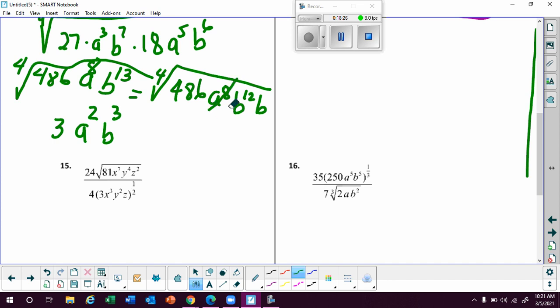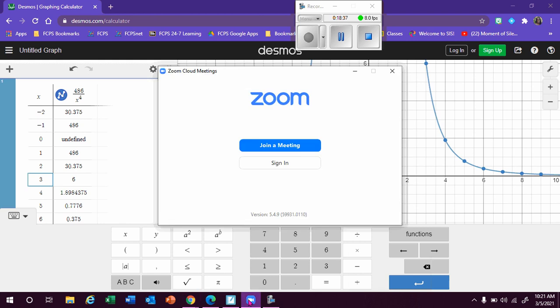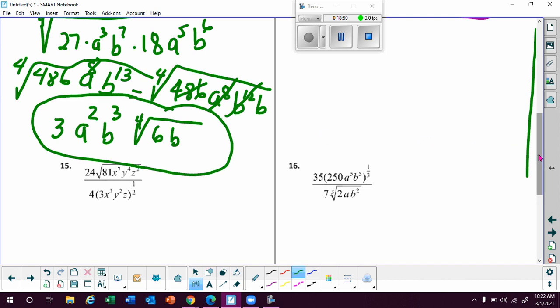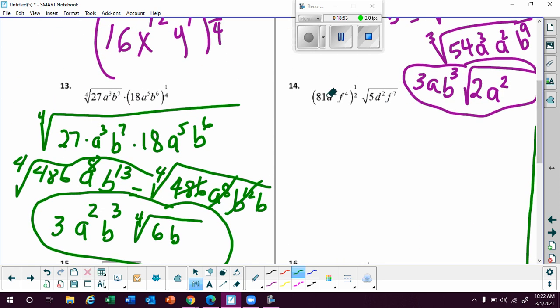So this came out, this came out, this came out, but what was left was 6 and b to the 1st. It couldn't come out. This is the fourth root. So this is your answer for number 14. All right, before you try to do 15, they're kind of the same thing. Pause it and then try to do it.